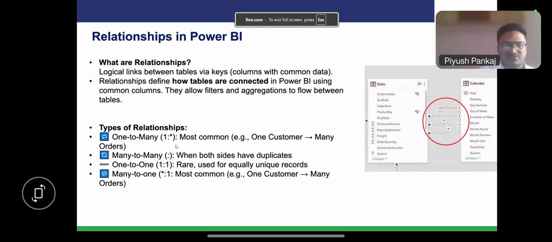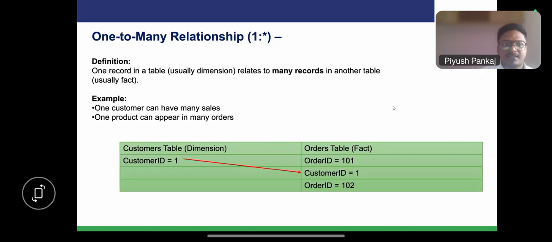So I hope all these things are clear. One to many: one customer, many orders. Many to many: when both sides have duplicates. One to one: rare, used for equally unique records. Many to many is the most common: one customer and many orders, many orders done by one customer. So it's the same. Here you can see we have added a few examples, and I hope you are getting all these things in the LMS also. In the LMS you are going to find all these things in the courses.